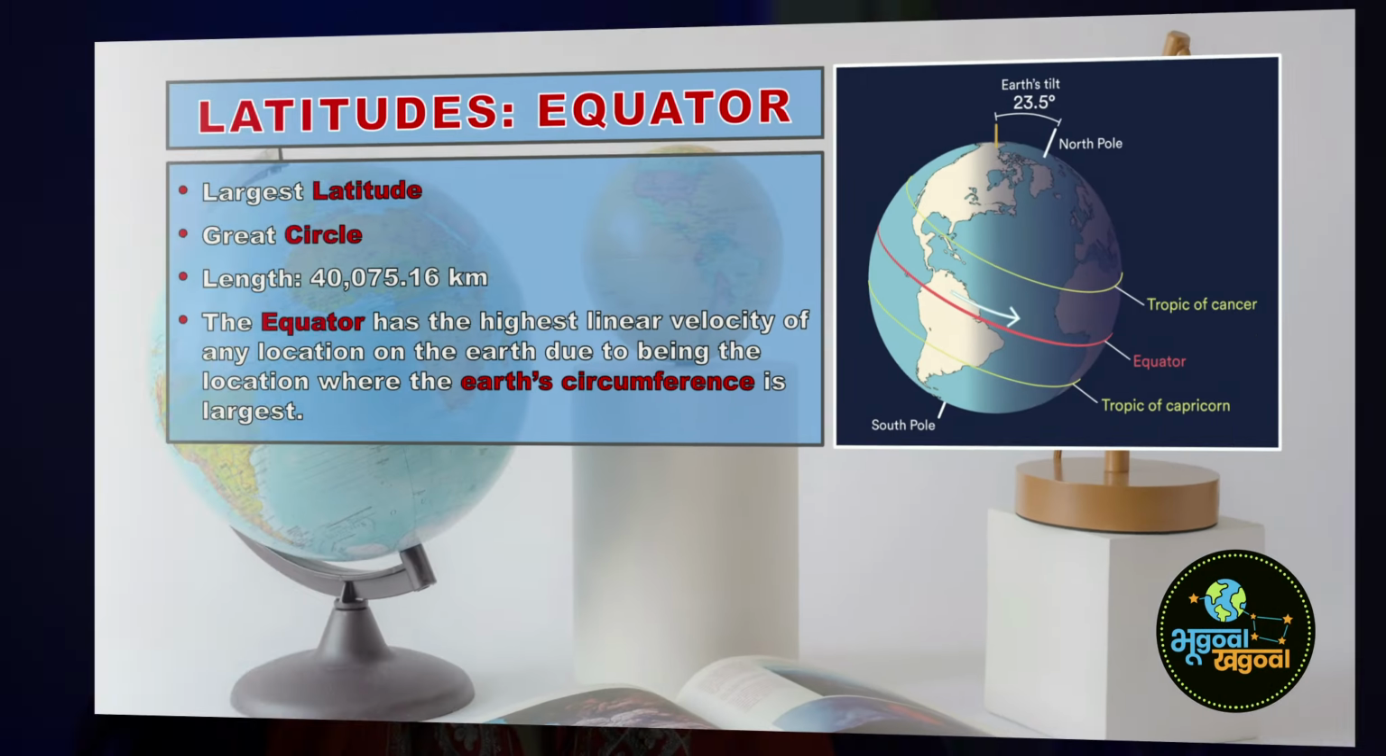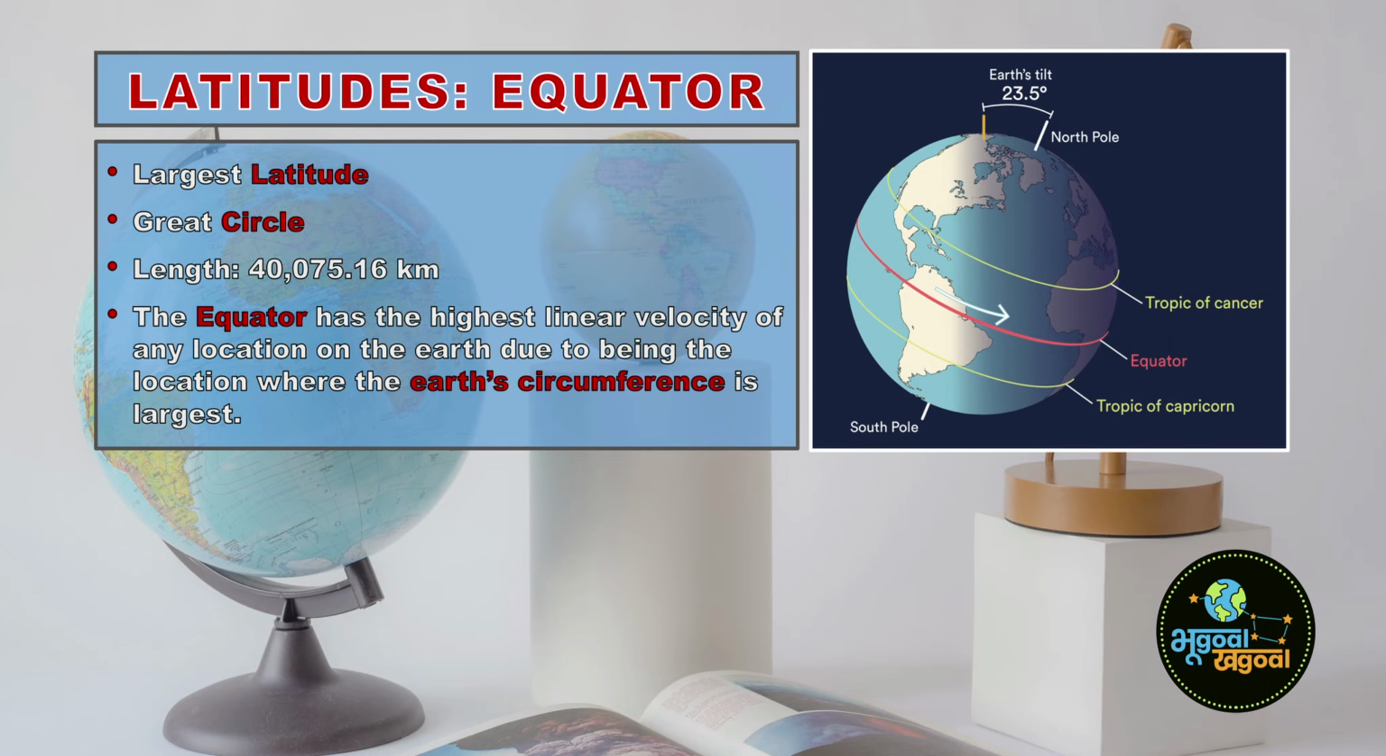Now let us talk about the 5 important latitudes. The 5 important latitudes are equator, Tropic of Cancer, Tropic of Capricorn, Arctic Circle and Antarctic Circle. One by one I will be discussing each of these latitudes. The most important latitude is the equator at 0 degrees, which divides the earth into northern hemisphere and southern hemisphere.